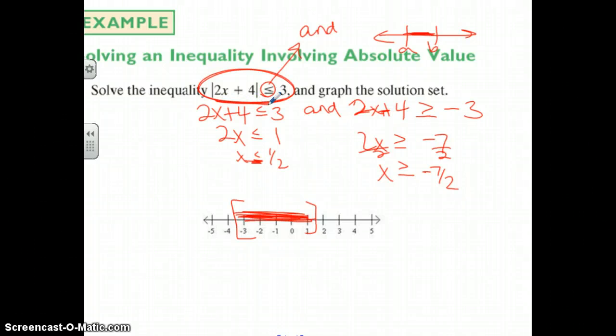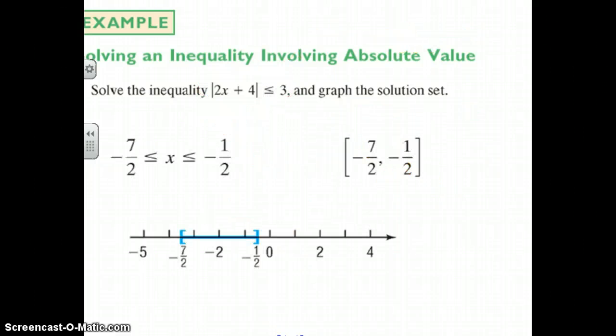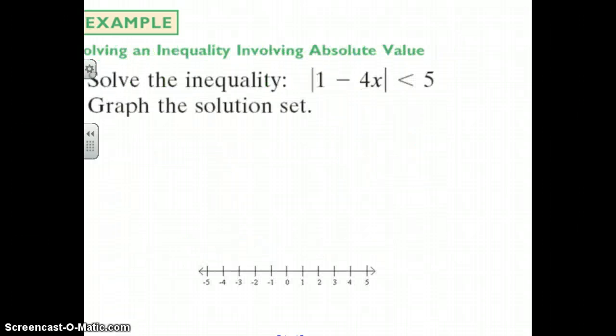To write this as an interval notation, I would say everything between negative 7/2, putting the lower number on the left, negative 7/2 up to negative 1/2. And notice, instead of parentheses, now I'm using brackets because I can include those values.